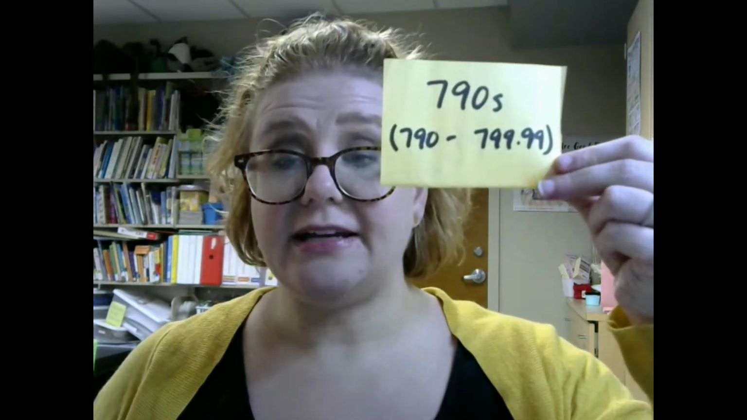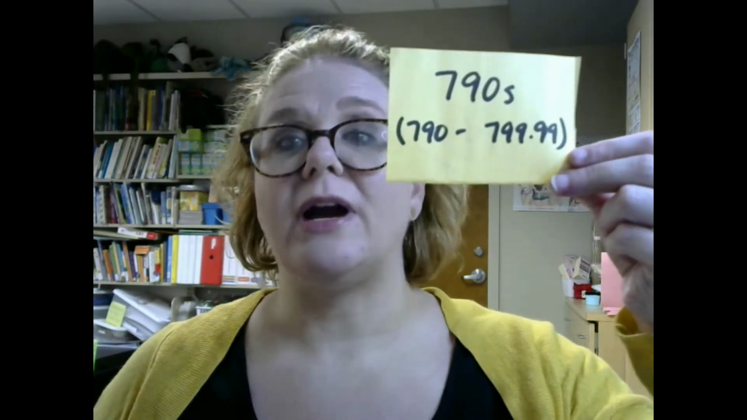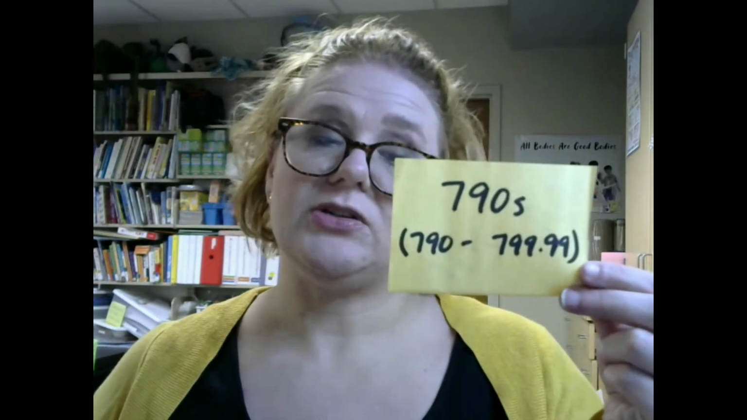Finally, we have the 790s. That's 790 to 799.99 into infinity. And this is where we find all forms of recreation and performance art. So when we say performance art, we mean things that are done in front of a group of people, whether that's something like dance on the stage or something like a play, a theatrical performance, a vocal performance. All of that would fall under performance art. But this is also where you find forms of recreational art, including games of skill, games of chance, animal racing, and outdoor activities like archery.